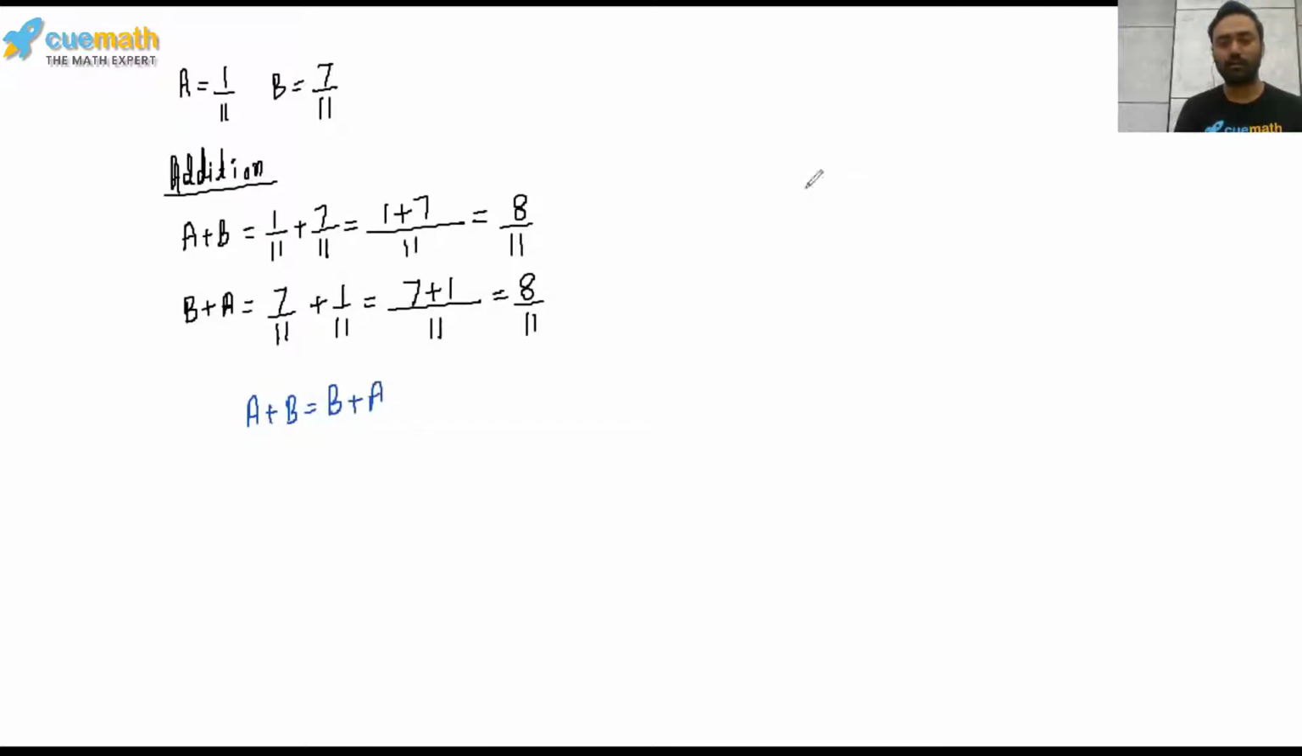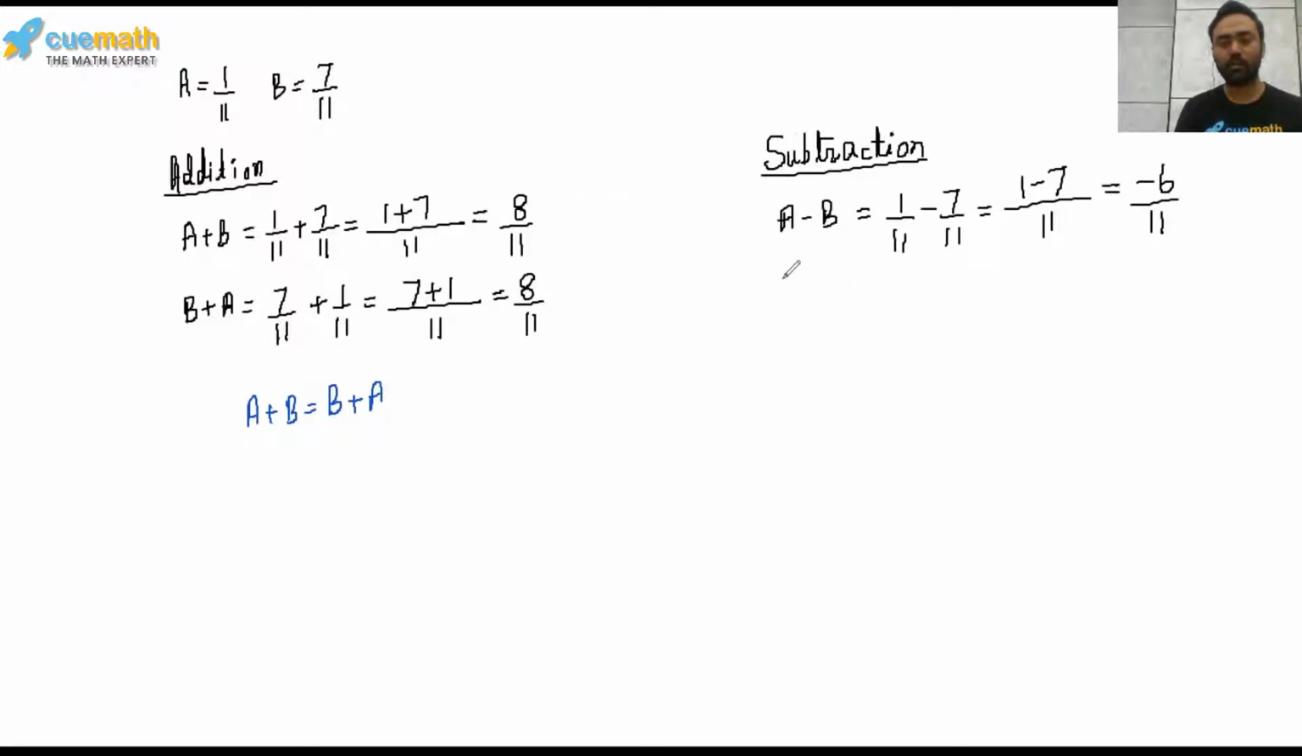Now, let's verify the same thing for the subtraction part, where we'll first find the value of the expression a minus b. We're going to take the same set of examples. So a is 1 over 11, whereas b is 7 over 11. The LCM definitely is going to be 11. In the numerator, we are going to get 1 minus 7, which is going to give us negative 6 over 11. Let's solve for the expression b minus a now.